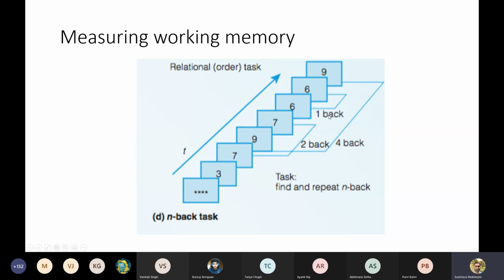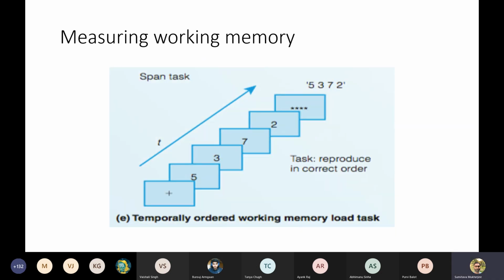Now, those who are able to do the 2-back memory task are thought to have lesser working memory capacity than those who can do well in the 4-back memory task. So how much more information you are able to store is a measure of your working memory. That's one way people have measured it.